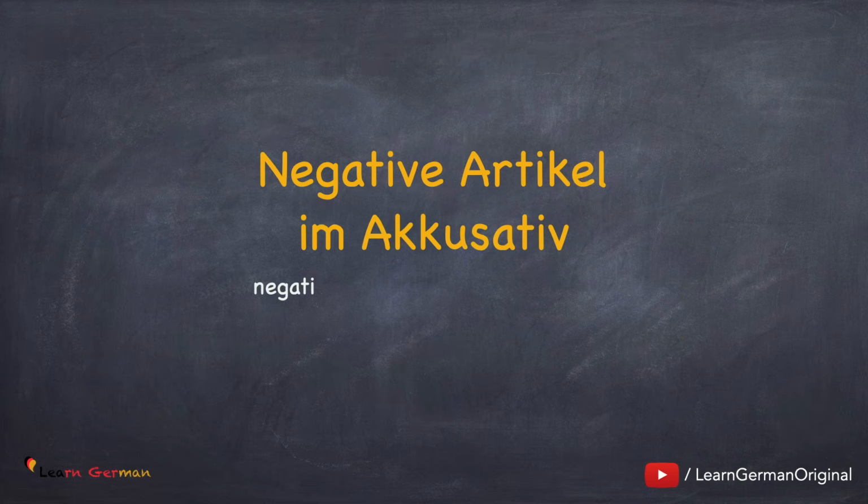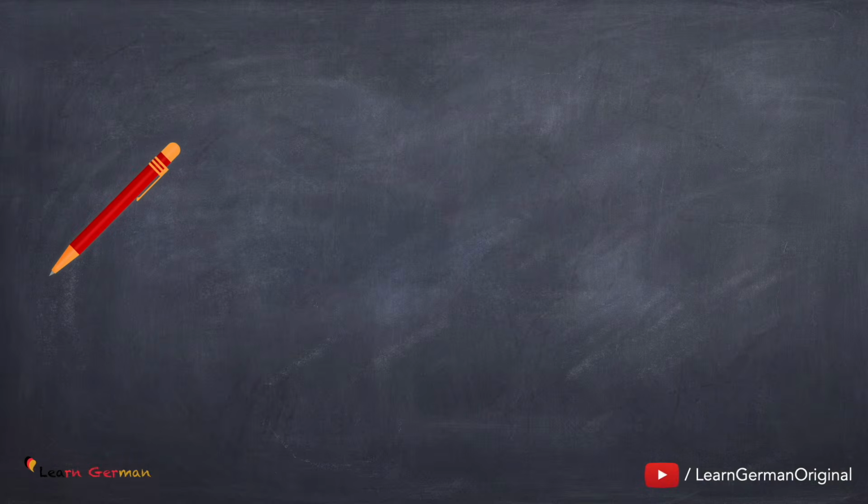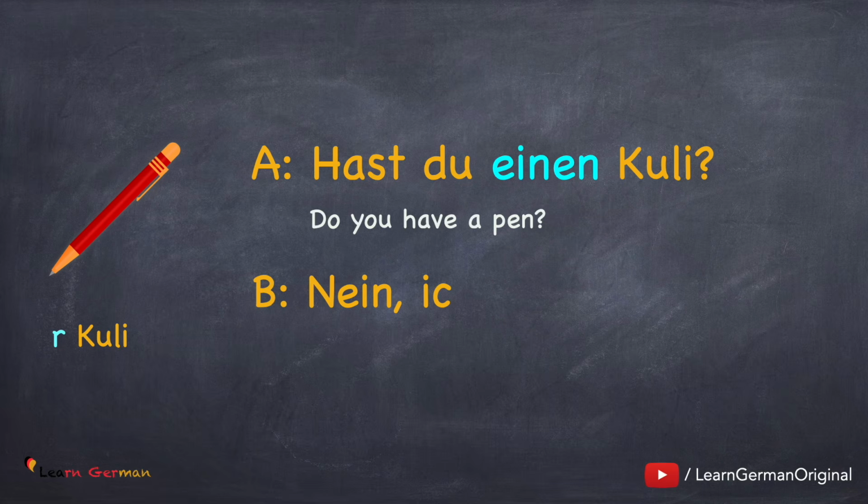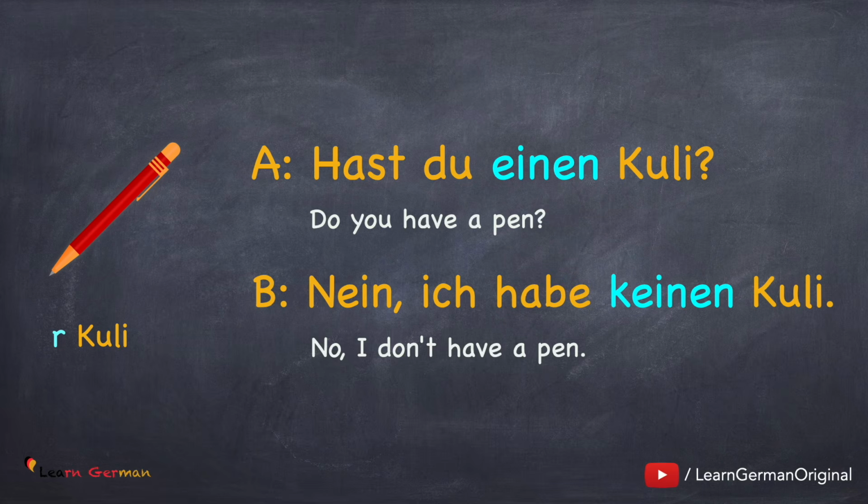Now let's come to the negative article im Akkusativ. Again, we start with accusative object in maskulin. Hast du einen Kuli? Nein, ich habe keinen Kuli. Just like the unbestimmte article einen, the negative article for masculine in accusative is keinen.